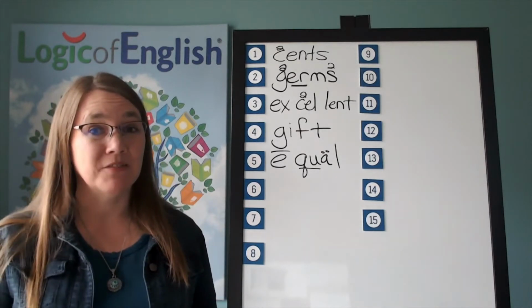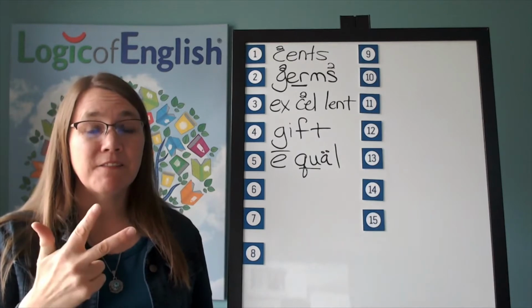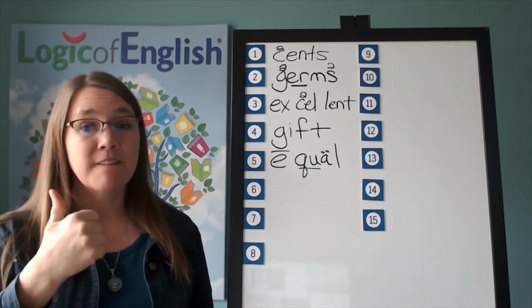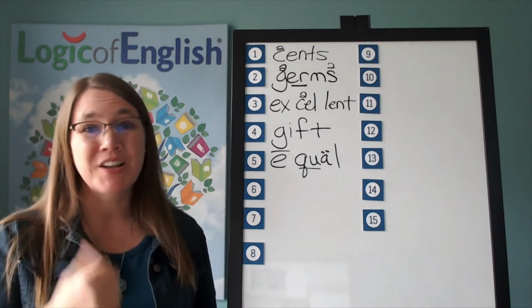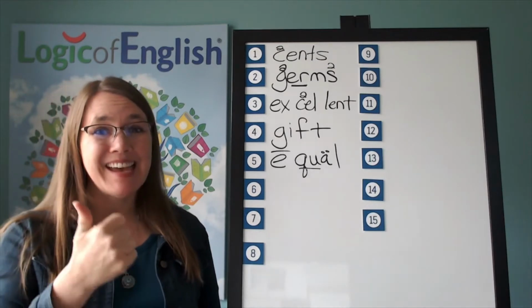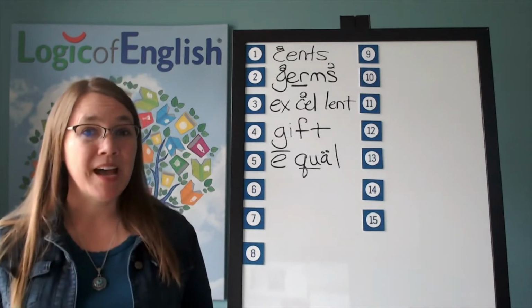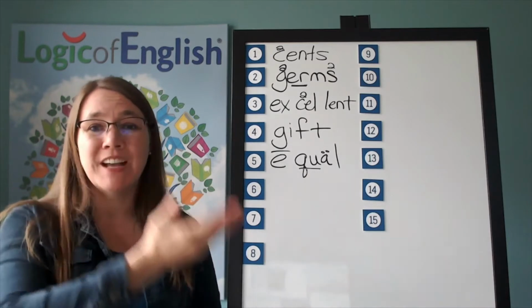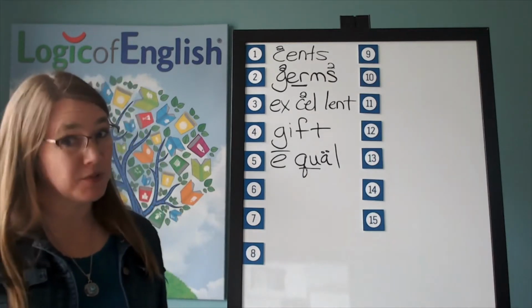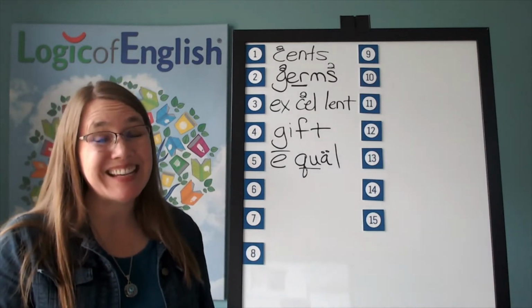The first syllable is diff. D-if. The second syllable is fur. The air of her. The third syllable is ent. E-n-t. Go ahead and write different, sounding it out as you write it.